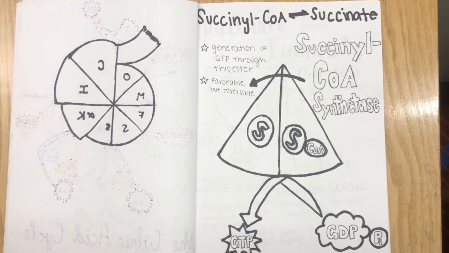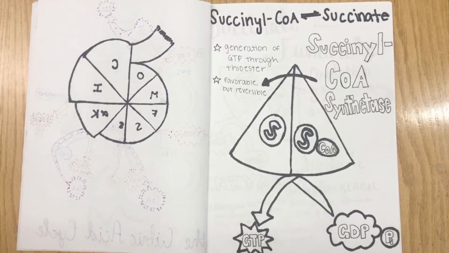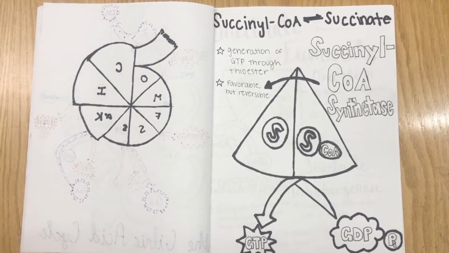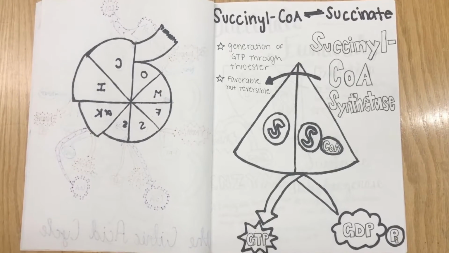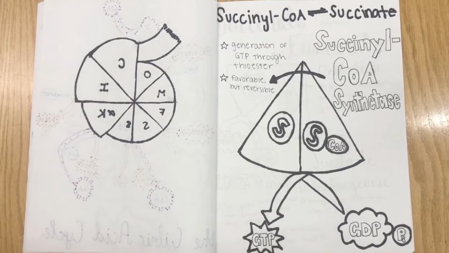Succinyl-CoA synthetase reversibly catalyzes the formation of succinate and GTP from succinyl-CoA, GDP, and inorganic phosphate. GTP is generated through substrate-level phosphorylation from the hydrolysis of a succinyl group to make succinate. The concentration of succinate is kept low to allow the reaction to move forward.